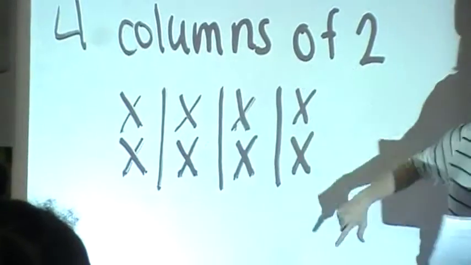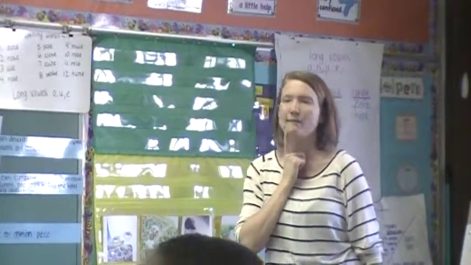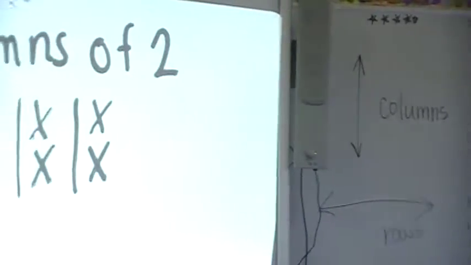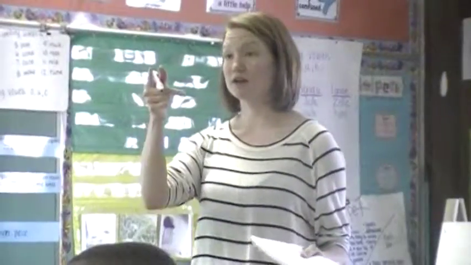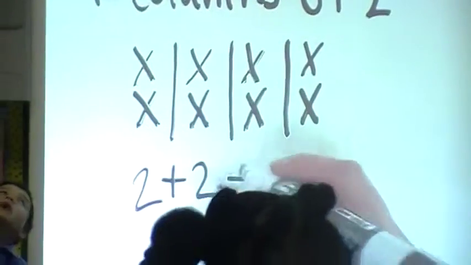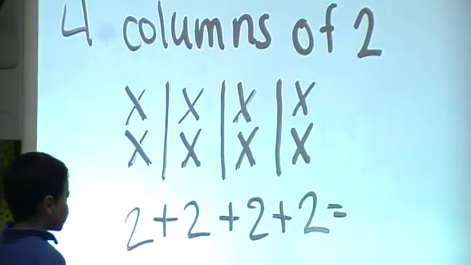So I have 2, 2, 2, and 2. Hold on, Destin. Let me give you a hint. How many groups do I have, Christian? 4. I have 4 groups. It's just kind of like I have 4 groups of how many? 2. All right. What repeated addition problem can I use, Caitlin? 2 plus 2 plus 2 plus 2. What is the answer to this problem, Jalisi? 16.